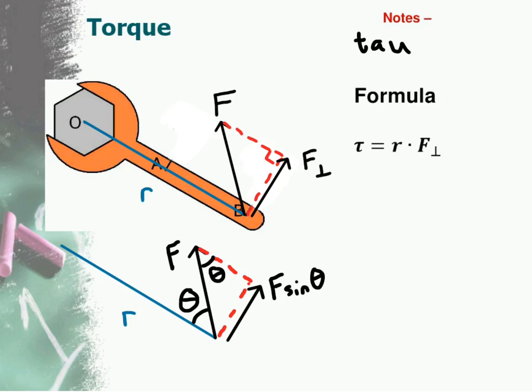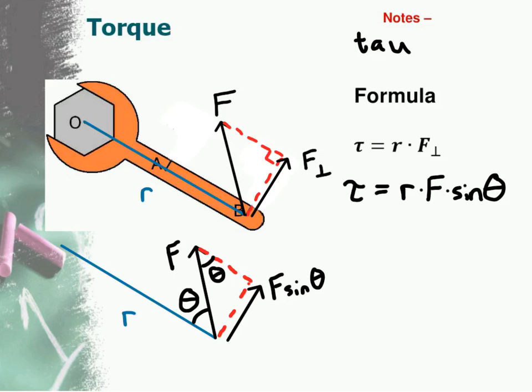So very often in physics textbooks, you'll see this formula instead. You'll see tau equals R times F sine theta. And you just need to recognize that what they mean by F sine theta is they want the perpendicular component of the force. So whichever way you prefer to think about it, I would say, go with whatever you think is easier for you to remember and to apply.